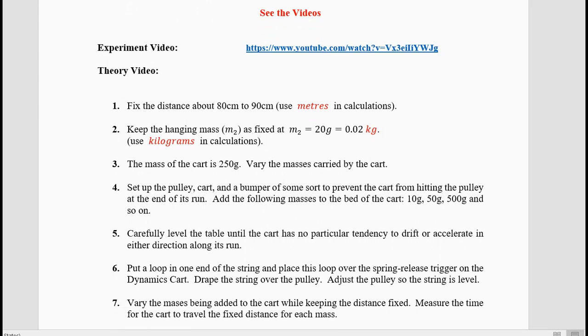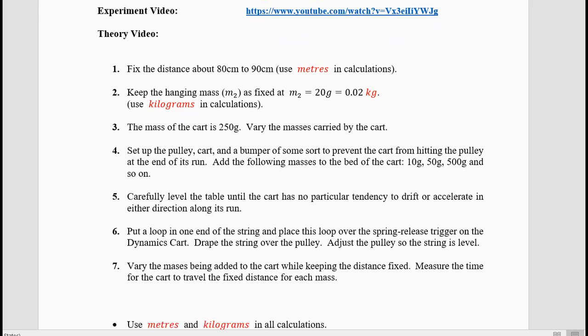Most of the dynamic carts are 1 meter size. So fix the distance 80 or 90 centimeters for your full experiment. Hanging mass has to be small, about 20 grams, which is 0.02 kgs. Use kilograms in your calculation.